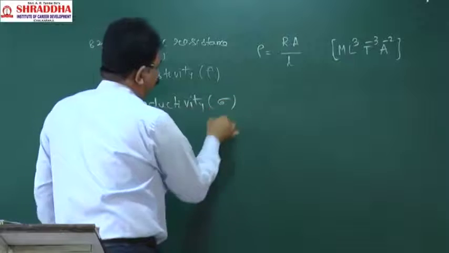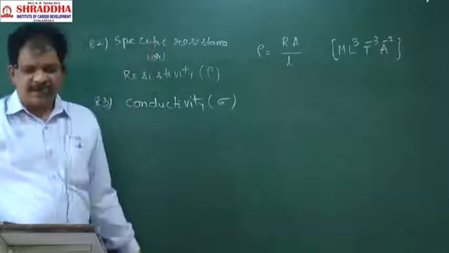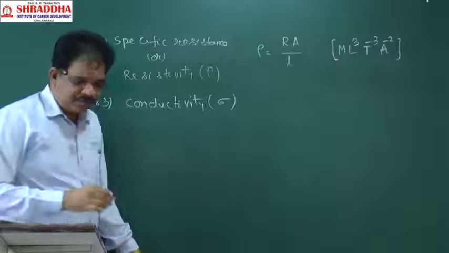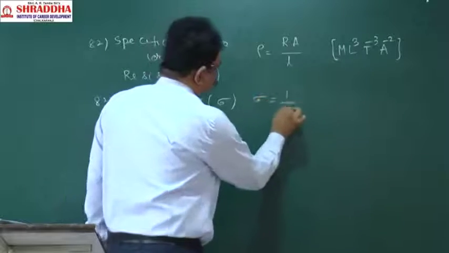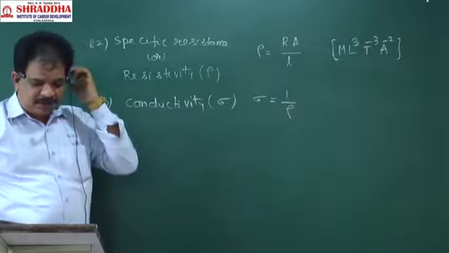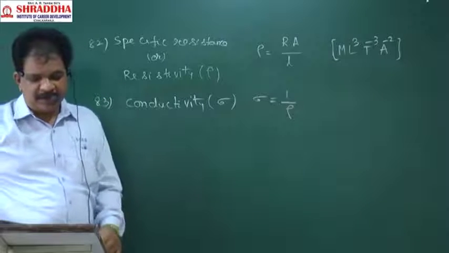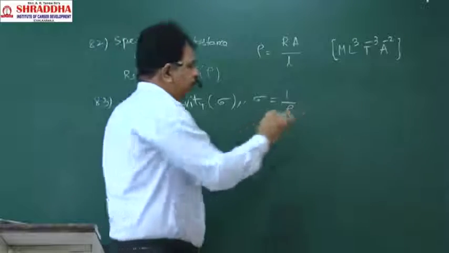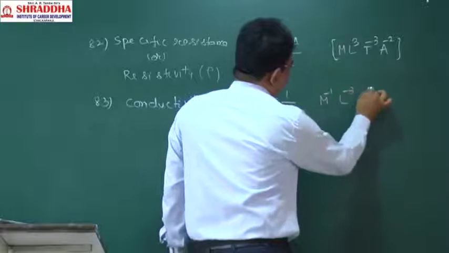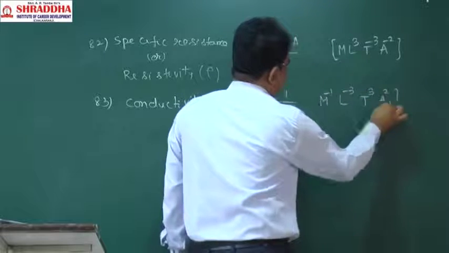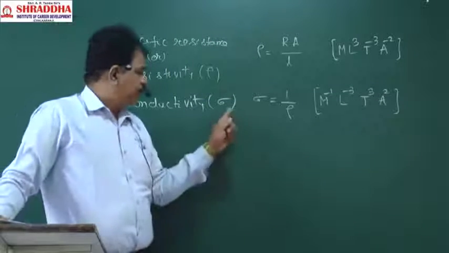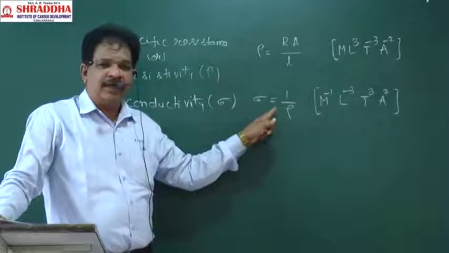Conductivity will be represented by the letter sigma. Conductivity is equal to 1 by resistivity. How much will we get here? M power minus 1, L power minus 3, T cube A square. That is the dimensional formula for conductivity.